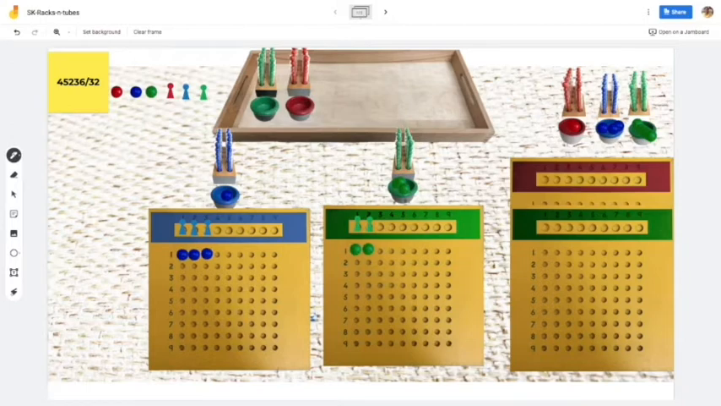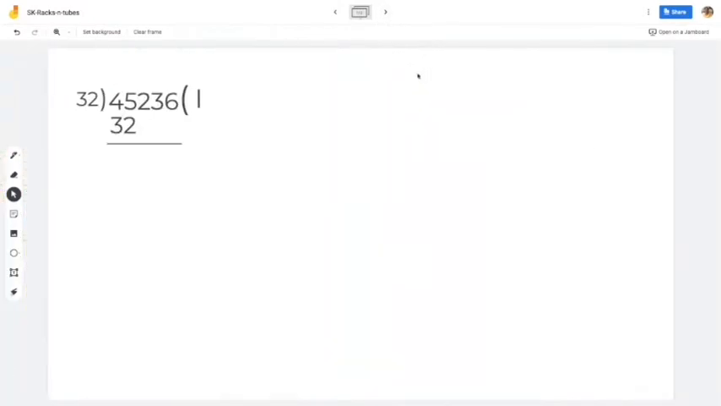Before that, let us clear the boards. Now let us count the beads that are left over in the bowls. 1, 2, 3. 3,000 beads. We write 3 in the thousands place.